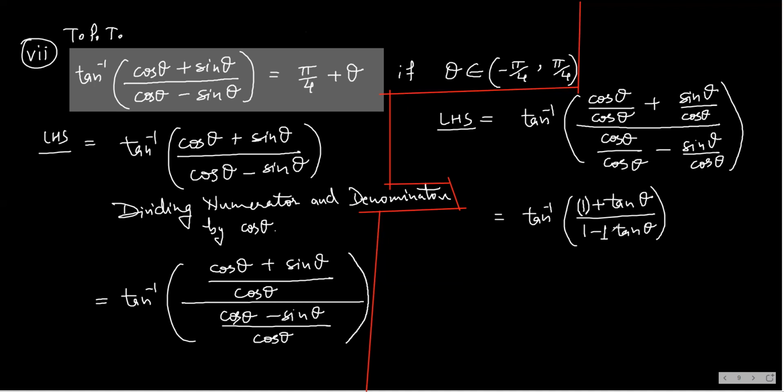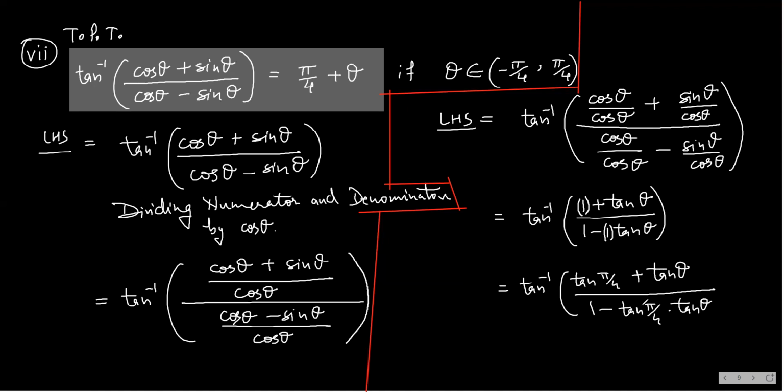Can I write 1 into tan theta? See, this tan theta, can I multiply 1 here? 1 into tan theta is still tan theta. So can I multiply 1? Yes. So when I multiply 1, the next step I will write tan inverse of this 1, and this 1. See, I shall be writing tan of pi by 4. So this is tan of pi by 4 plus tan theta divided by 1 minus tan pi by 4 into tan theta.